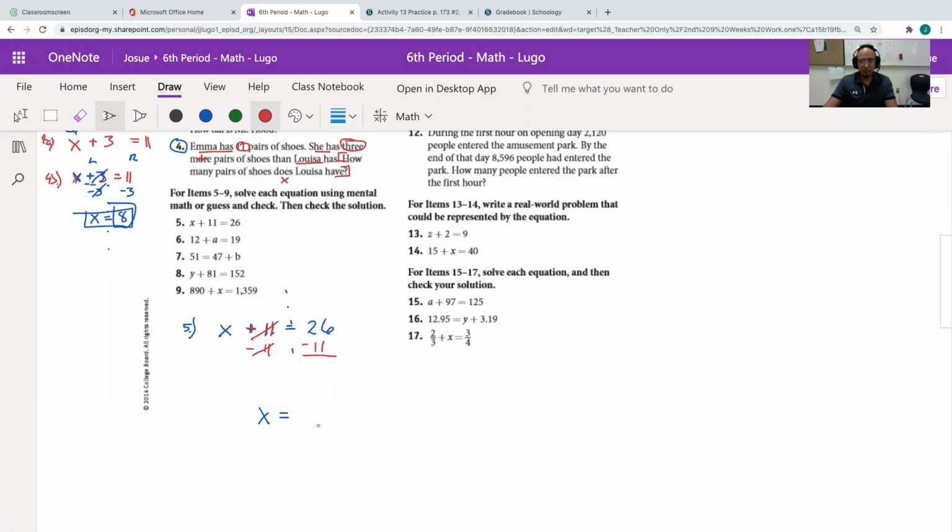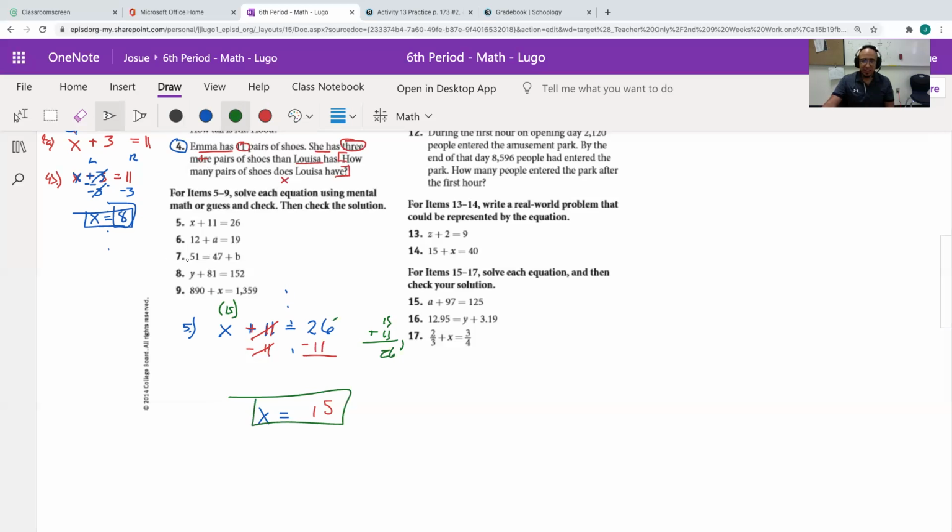26 minus 11 is going to give me 6 minus 1 is 5, 2 minus 1 is 1. X will equal 15. How can I prove that this is a true statement? Well, instead of x, I can put a 15 up here. Is 15 plus 11 equal to 26? Yes. 15 plus 11. 5 plus 1 is 6, 1 plus 1 is 2. It gives me the same answer. Ladies and gentlemen, the answer to number 5 is 15.